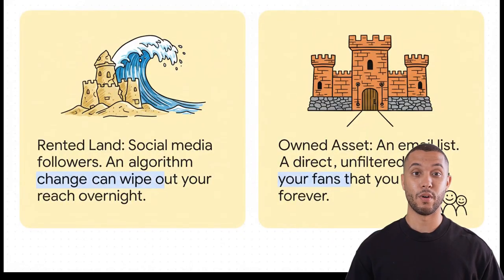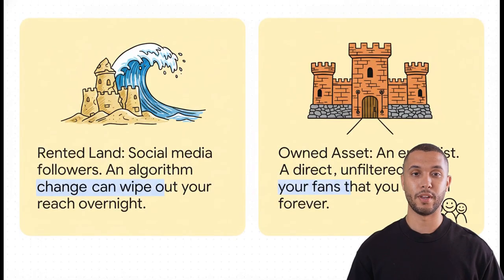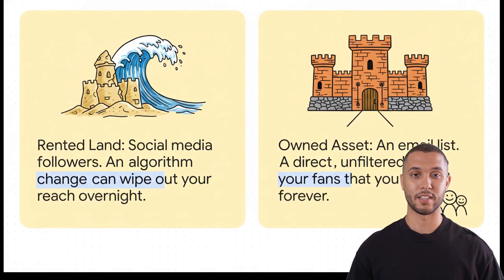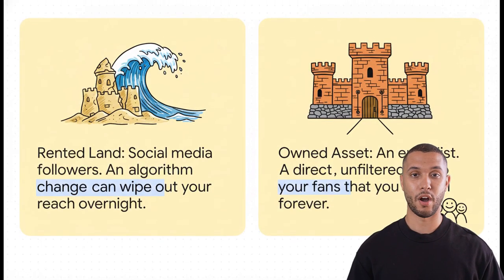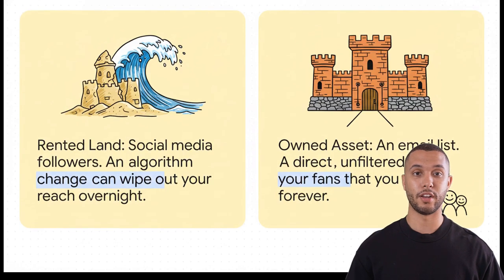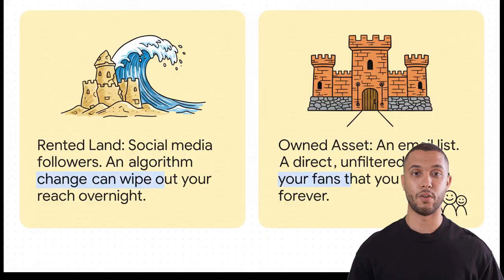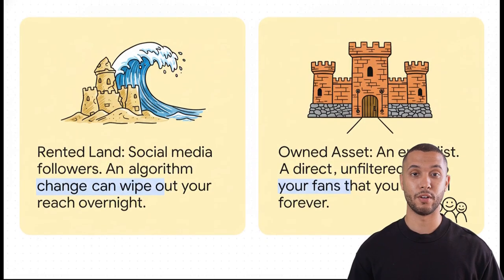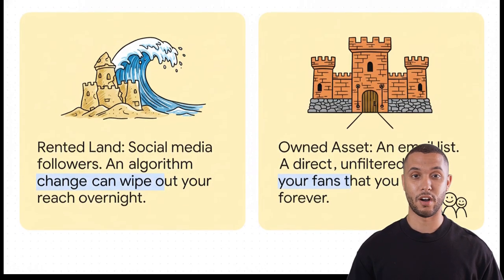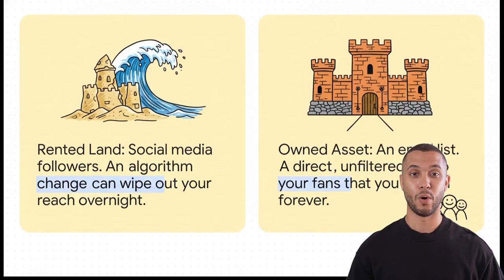And this highlights a really critical difference. Your social media followers, that's akin to rented land space. Well, their algorithm can come along and just wipe out your audience overnight. It's gone. But an email list, that is an owned asset. It is a direct, unfiltered line to your most dedicated audience, and it's something that you control forever.